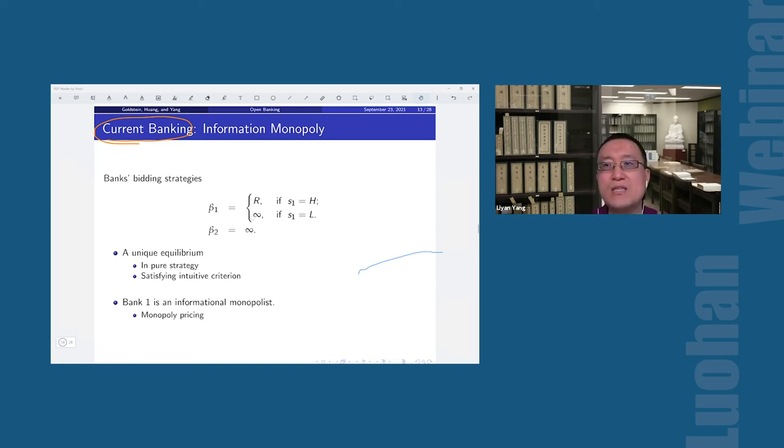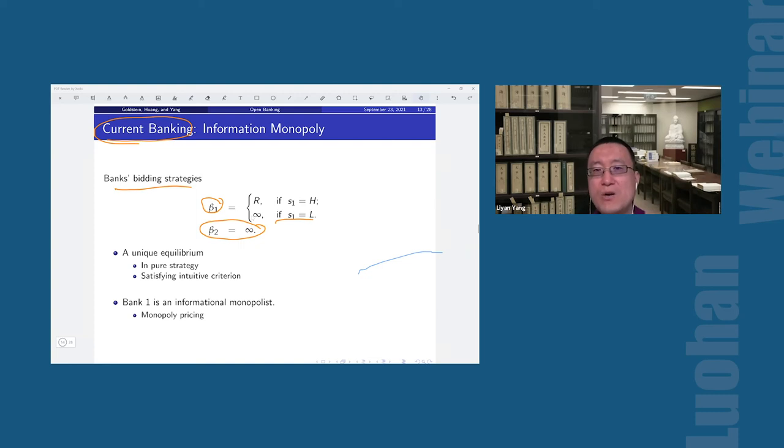This is what's happening in the model. For the second bank, the bid interest rate is infinity. If you charge an infinite rate, it means you're not participating. That's the mathematical way to interpret non-participation. For bank one, if bank one sees the bad signal, bank one will not participate.